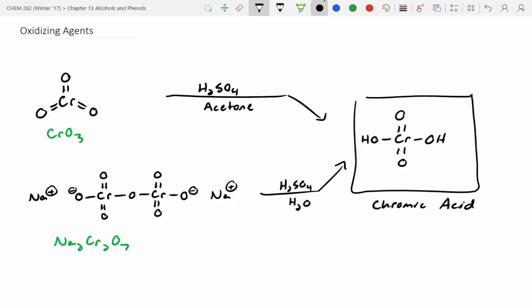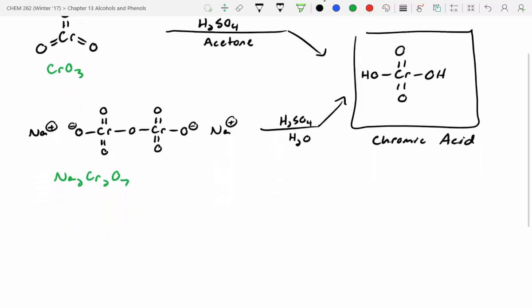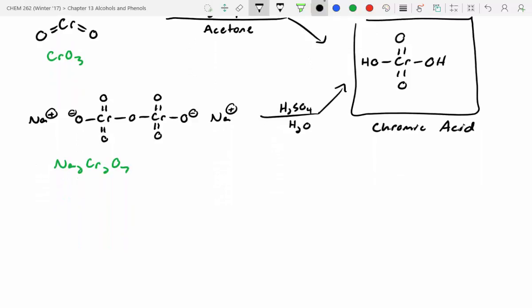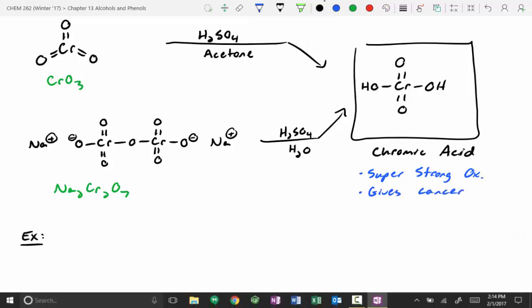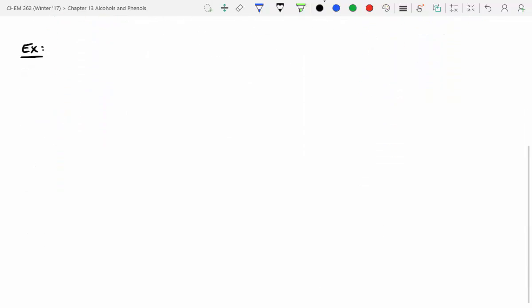Chromic acid will push everything to its most oxidized state when you're dealing with an alcohol. So let's take a look at what I mean by that. Actually, let's make a second note up here. We'll write super strong oxidant. And gives you cancer.